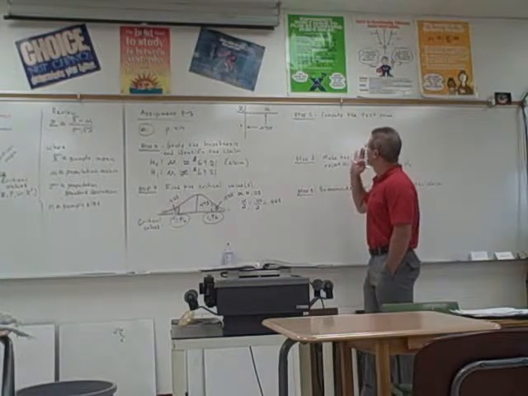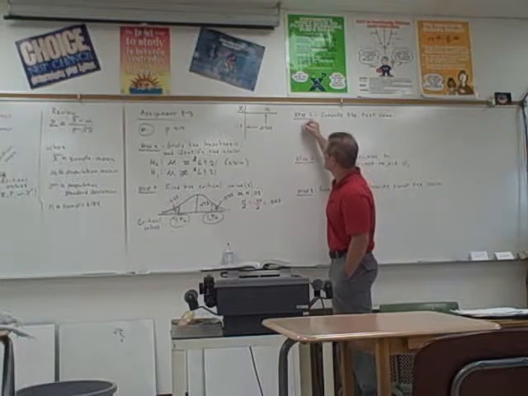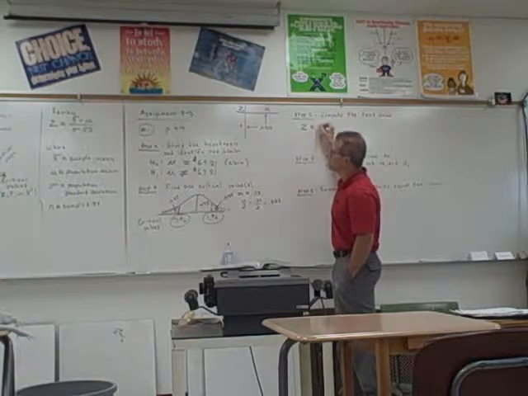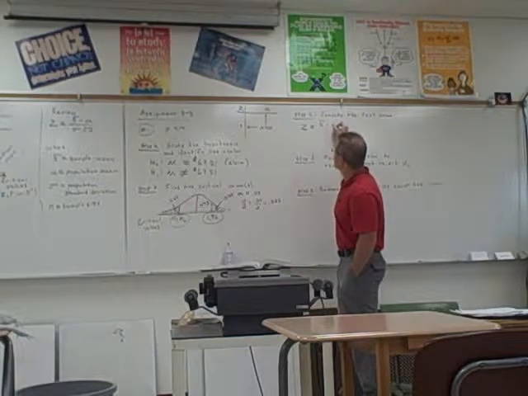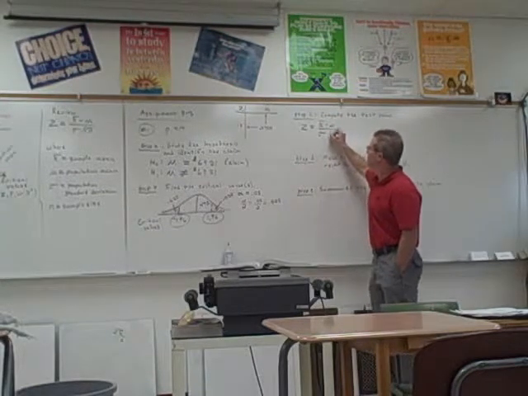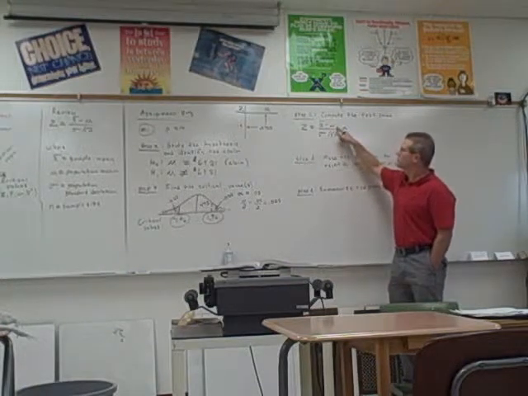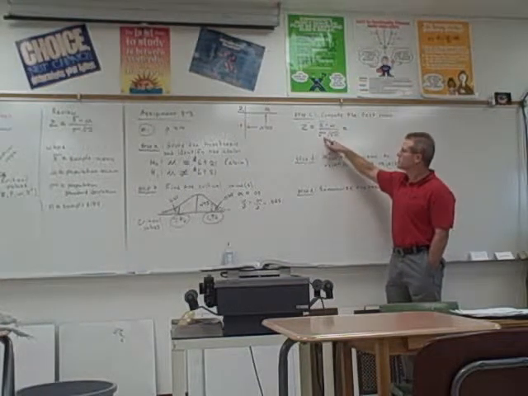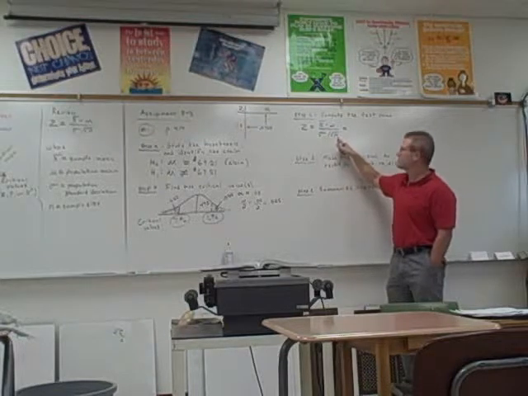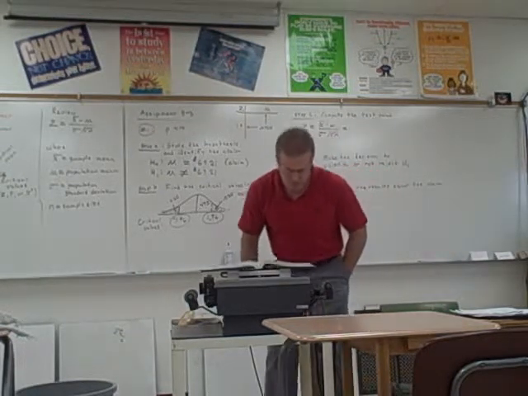Third step, compute the test value. The test value is going to be found using a formula. It's a formula you've seen before for z-scores. It's x bar minus mu over sigma divided by the square root of n. X bar is the sample mean, mu is the population mean, sigma is the population standard deviation, n is the sample size. So sample mean should have been given in the problem.